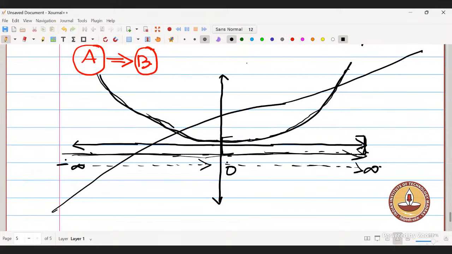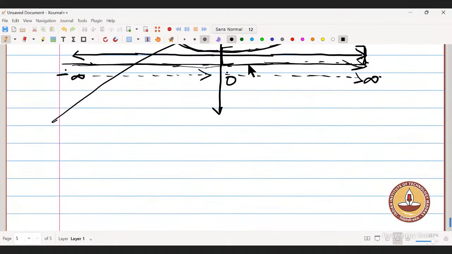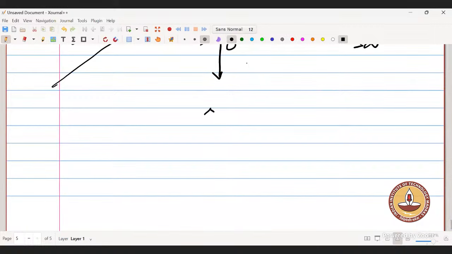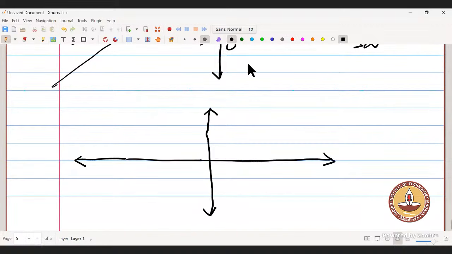But again, if I consider, let's say, this example, what about this function? Sir, this is always decreasing. Strictly decreasing. Yeah, strictly decreasing.